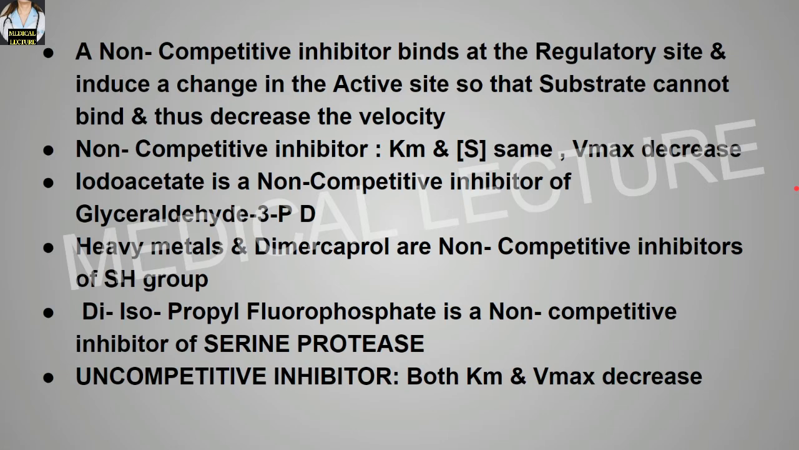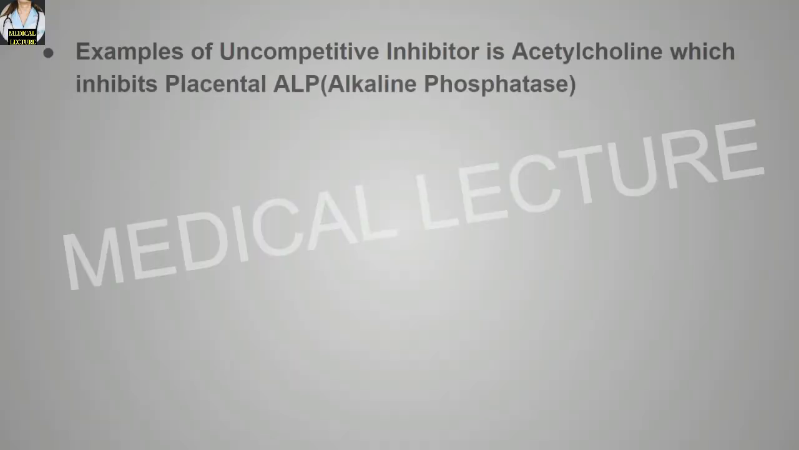Uncompetitive inhibitor. Now in the uncompetitive inhibitor, both the Km value and the Vmax decrease. An example of the uncompetitive inhibitor is phenylalanine, which inhibits the placental ALP, that means the placental alkaline phosphatase.